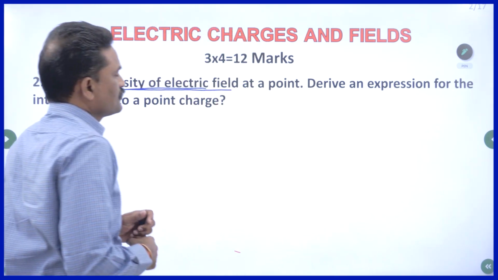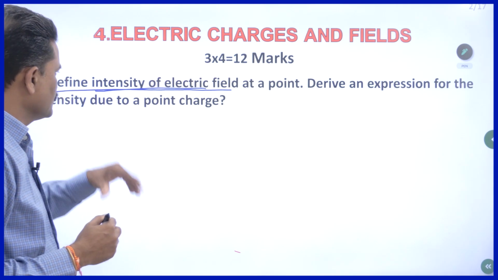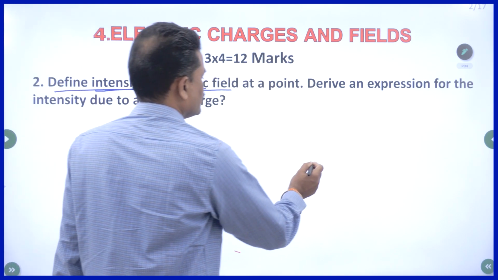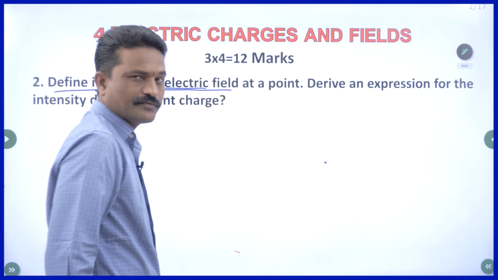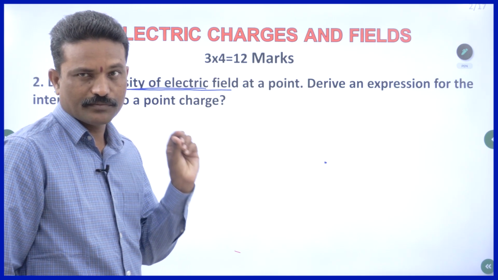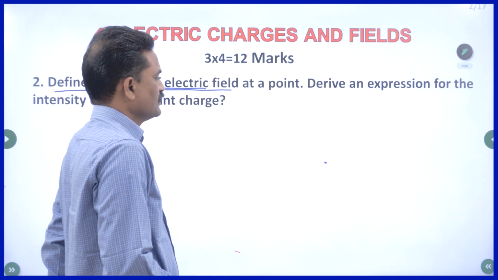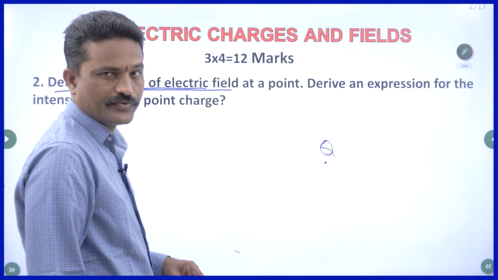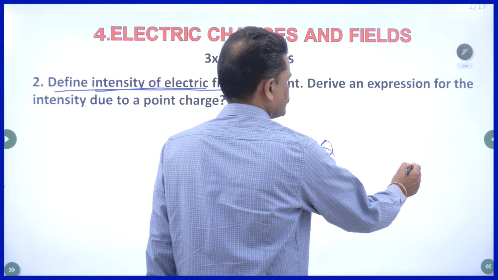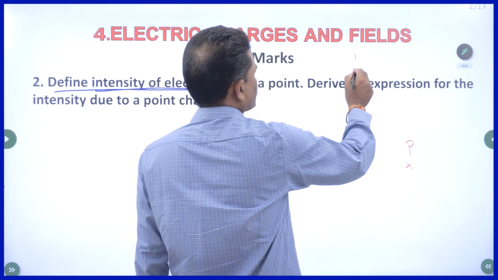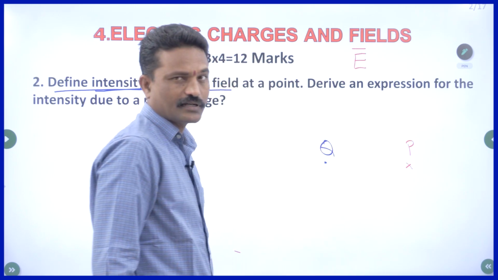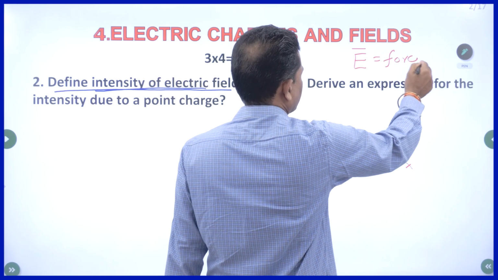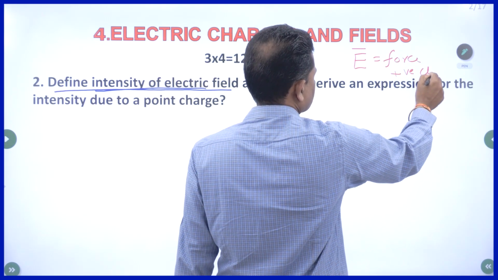Now, the second part of the question is: derive an expression for the intensity due to a point charge. Right. Very simple. So, what do you mean by a point charge? A charge of point size. It's very small in size, infinitesimally small. Imagination, right? So, this charge is Q. Now, I want to find the intensity of electric field at a point P. Intensity of electric field is indicated by E. It's a vector quantity.